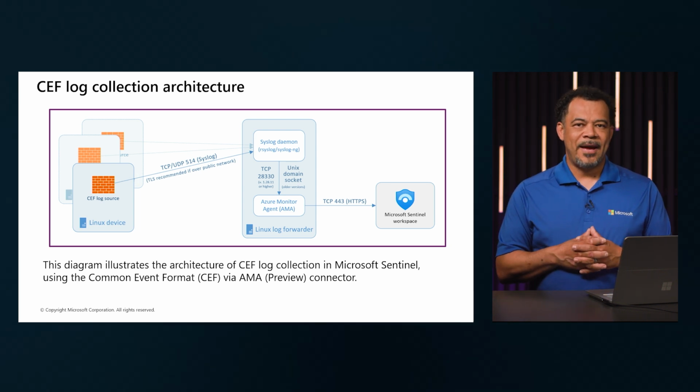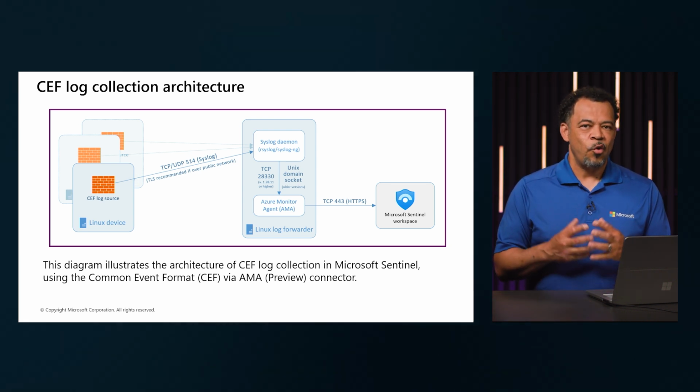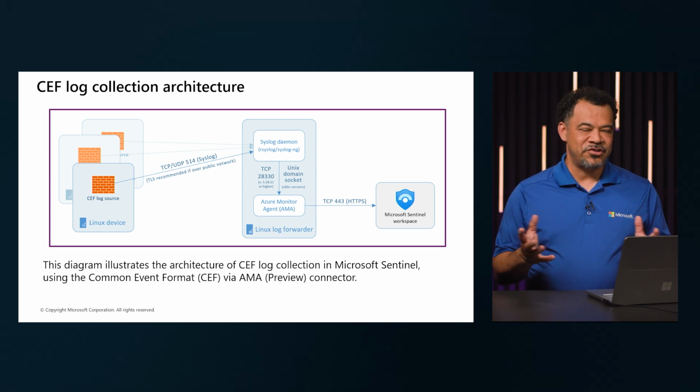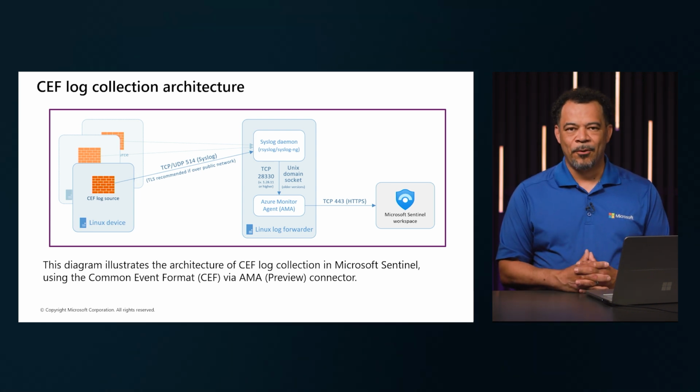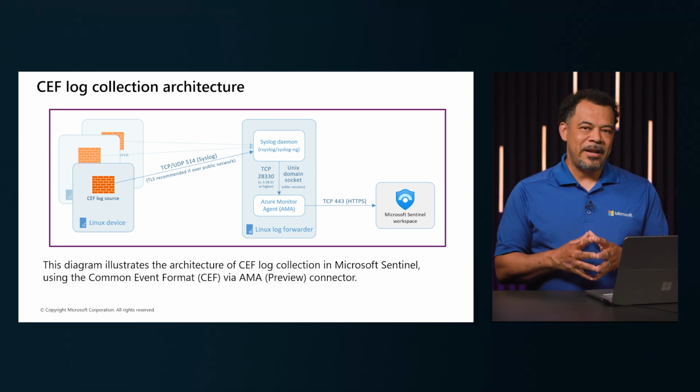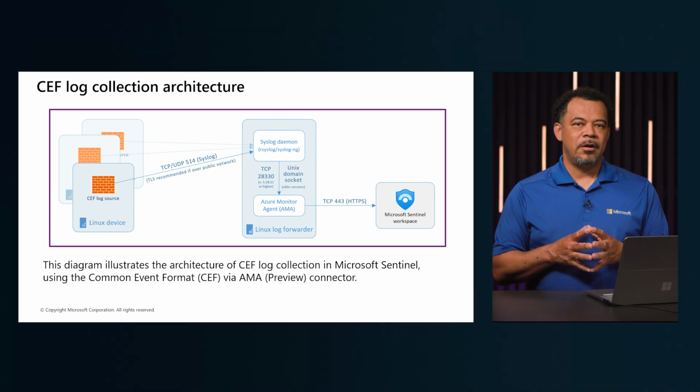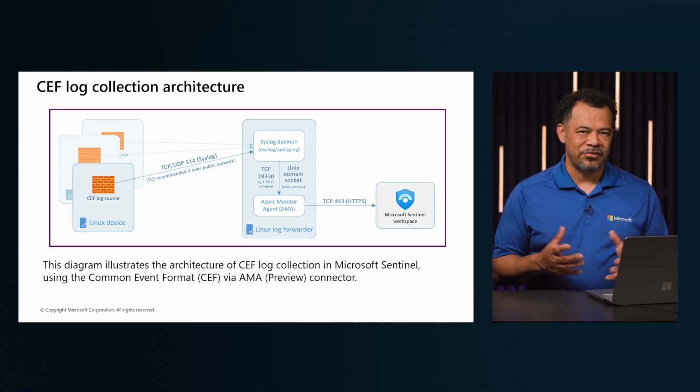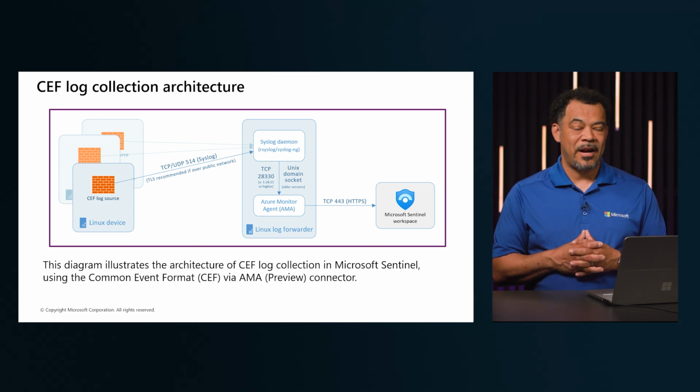From there, the logs are passed into the Azure Monitoring Agent, which securely transmits them over HTTPS, which is TCP port 443, and this is sent to your Sentinel workspace. This setup enables structured, reliable log ingestion from third-party sources directly into your Sentinel for analysis and detection.